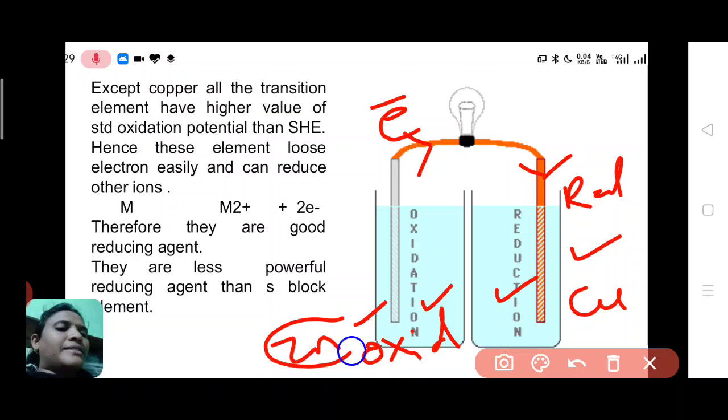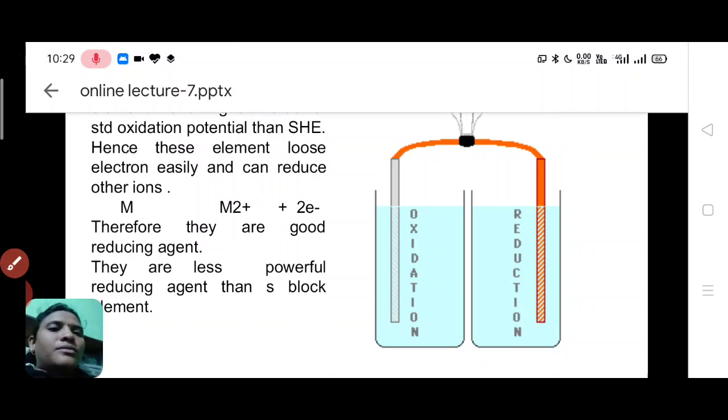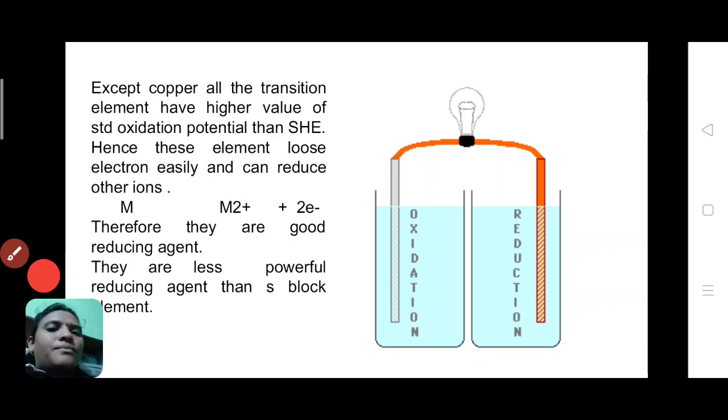So zinc is a good reducing agent. Zinc is itself oxidizing, so zinc is a good reducing agent, and copper is a good oxidizing agent because it is reducing itself but oxidizing the other one. That's why copper is a good oxidizing agent. So all this is about the oxidation reduction reaction, and which elements are good reducing agents and which ones are good oxidizing agents.